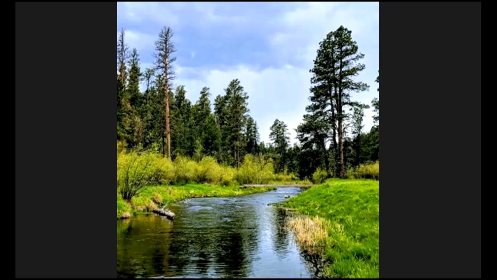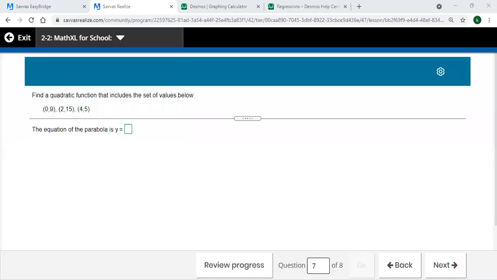All right, I think I lost part of my screen there. I was almost done with that problem. Let me see if this is still working.